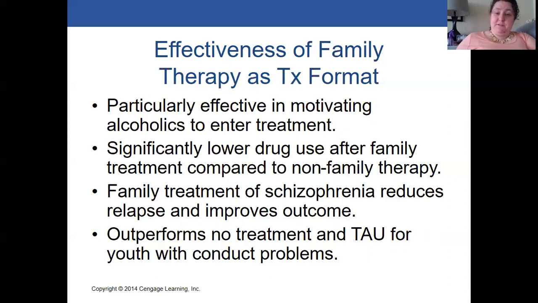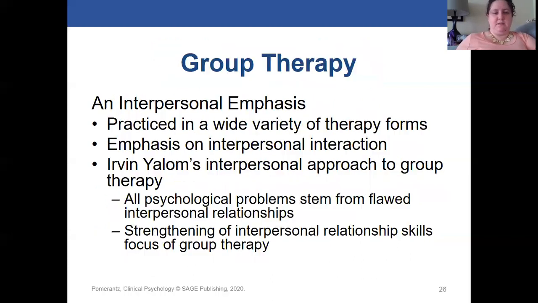There's lower drug use after family treatment compared to non-family. Family treatment of schizophrenia reduces relapse, which is great. In schizophrenia, there are patterns that are very similar to enmeshment that can be problematic. And it outperforms no treatment and treatment as usual for youth who have conduct problems.